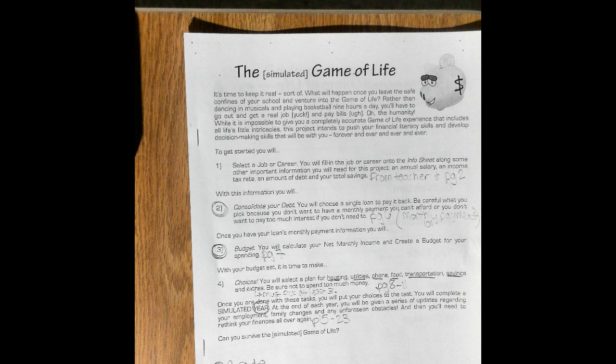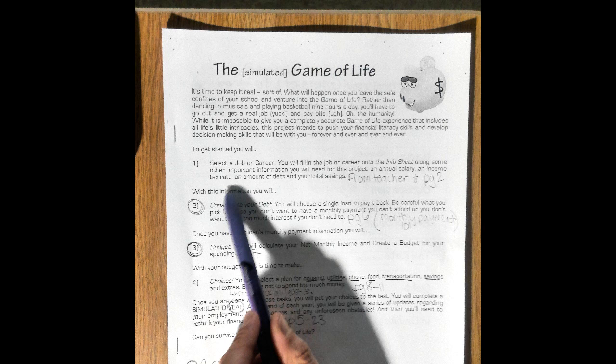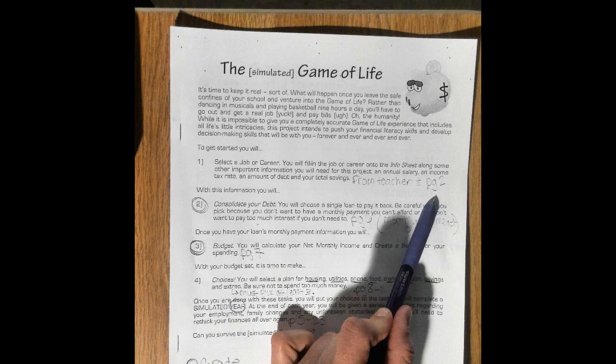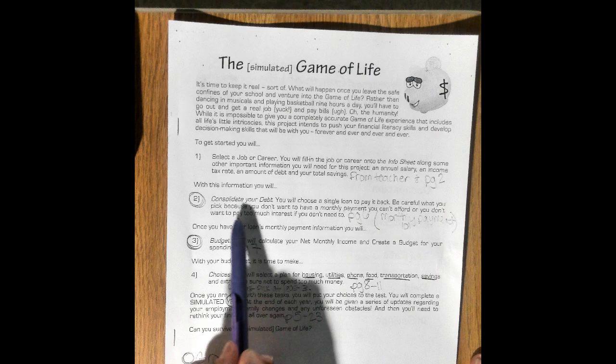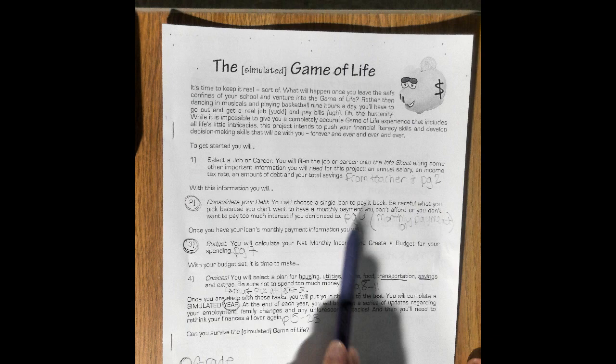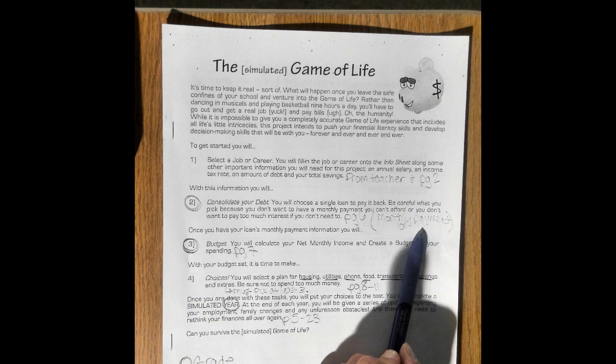So in general, let's do an overview of the project. To get started, your teacher will give you a job or a career, and you're going to fill that in on page 2. From there, you're going to consolidate your debt based on your career. So your debt is decided on your career, usually from schooling. And that's going to be on page 6. And if you need help, you're going to refer to the monthly payment 101 sheet. And there's a video on that in Schoology.